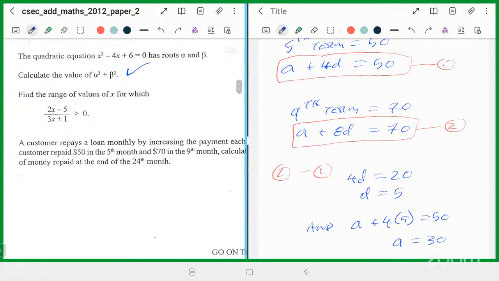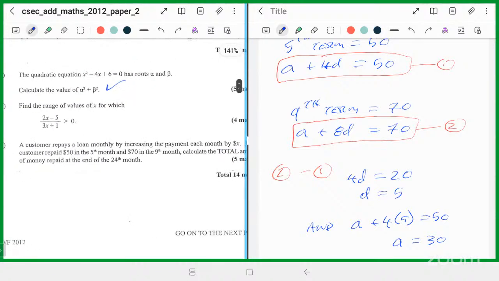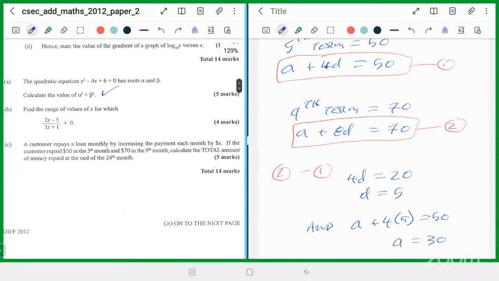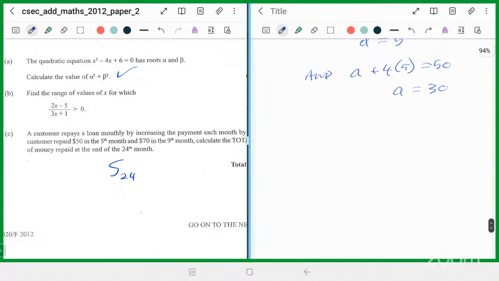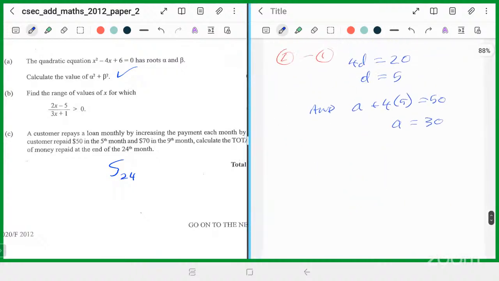It says calculate total amount of money we paid at the end of 24 months. So what you want is the sum to 24 months. That's all I want from this question. Total payment of 24 months. You're going to use the sum formula. Now that you know the A and the D, you're good to go.